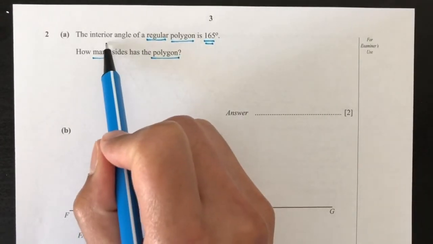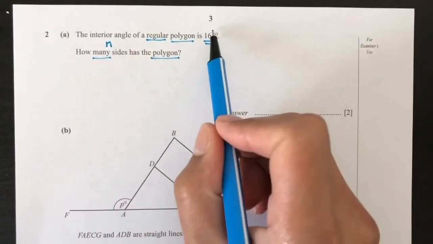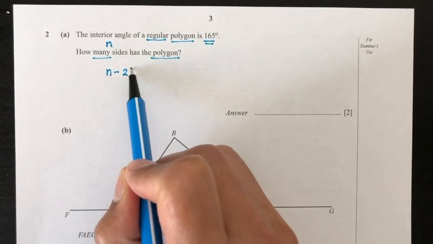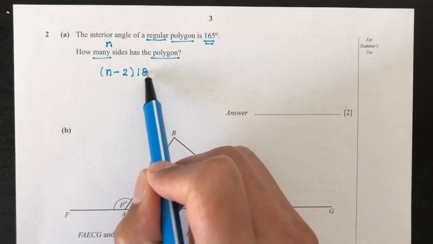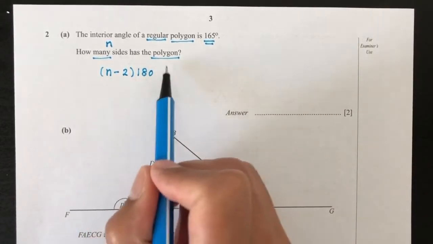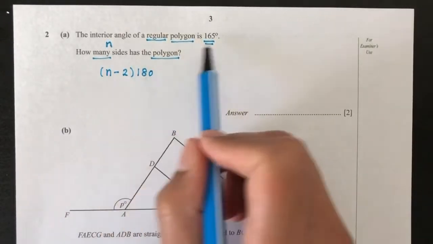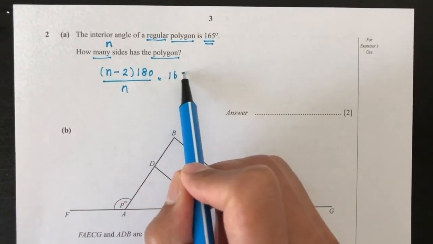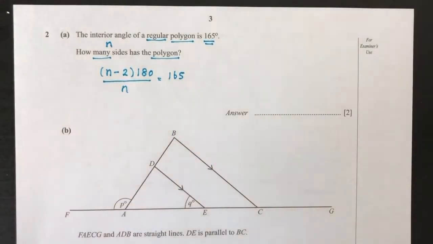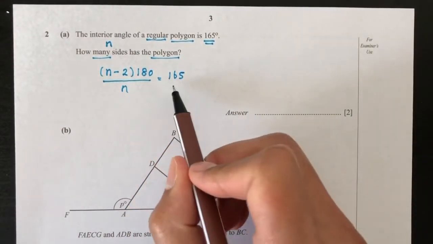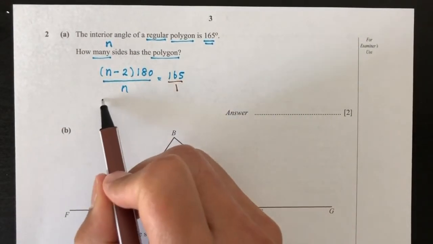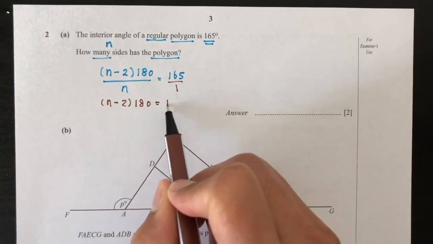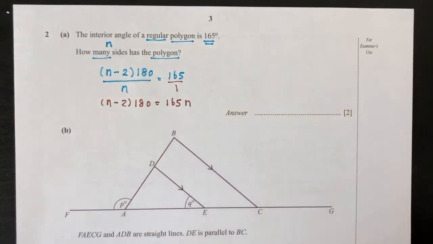So let's call the number of sides n, but how do you find the interior angle? You have to do n minus 2 times 180. This is the sum of all the angles. Now to find one of the angles, you have to divide by the number of sides. That will be 165. So now we have to solve for the value of n. So let's cross multiply. You will have (n minus 2) times 180 equal to 165n.